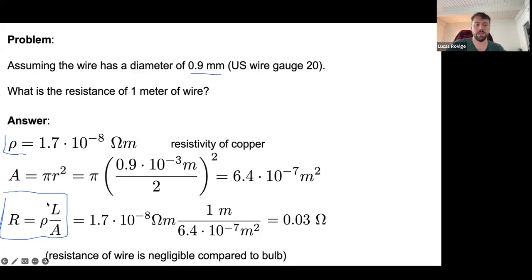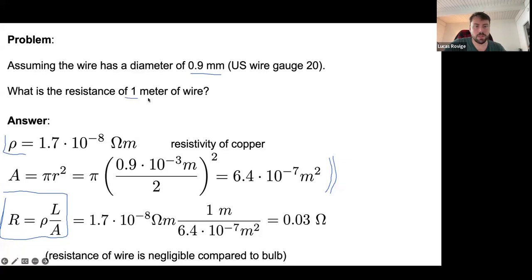Now we need the geometrical part of the resistance of our wires. If you remember, the longer our wire or our resistor is, the higher the resistance, and the wider the cross section of the wire is, the smaller the resistance. So we need this cross section. We assume just a cylindrical wire, so the cross section is going to be just a disk of diameter d, or we take the radius, which is half the diameter, and we get this area for the wire. So pretty small area, because it's a wire of diameter less than 1 millimeter.